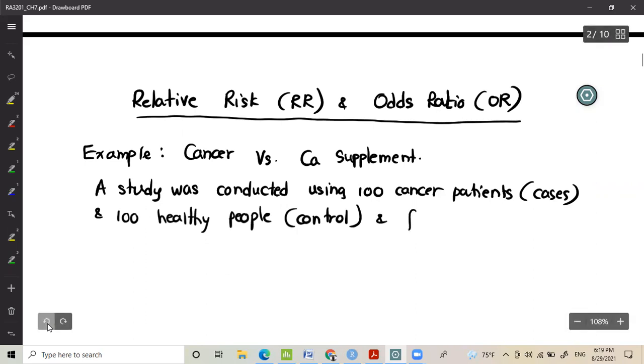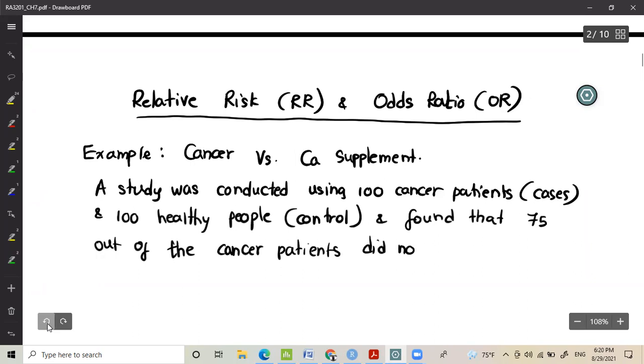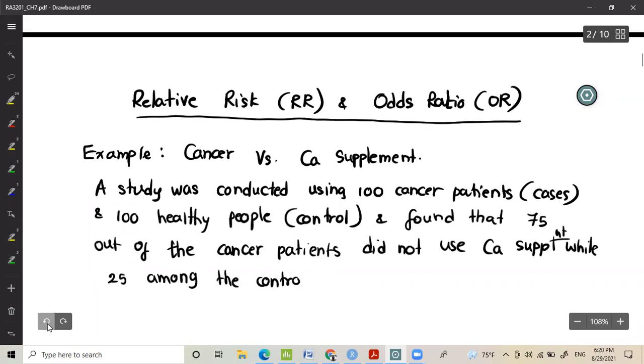And it was found that 75 of the cancer patients did not use calcium supplement, while 25 among the control set, that is the healthy set, did not use this calcium supplement.